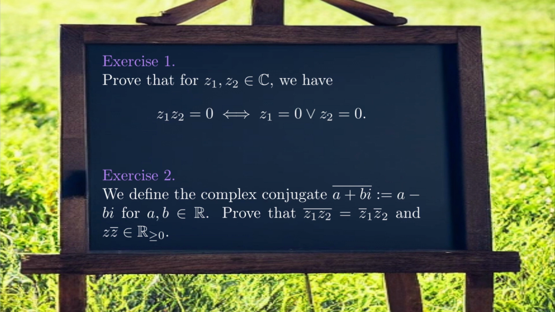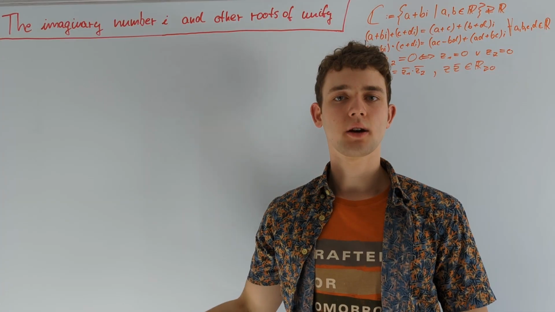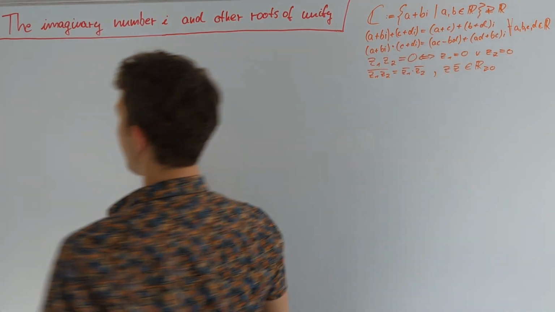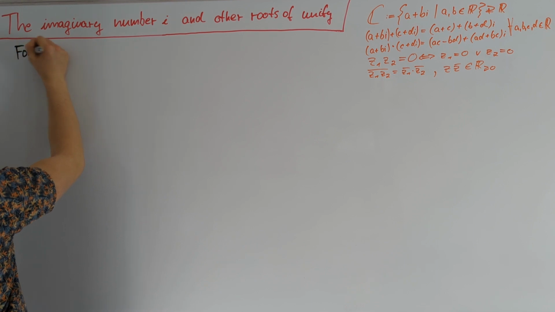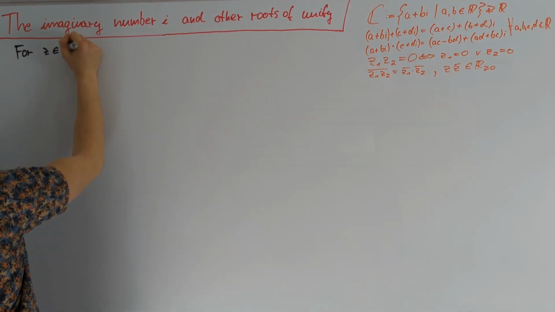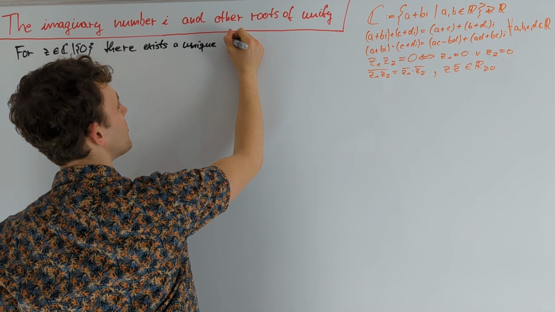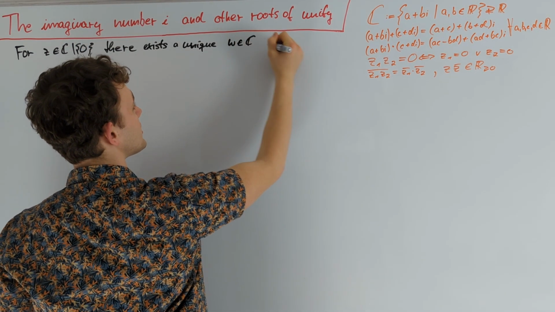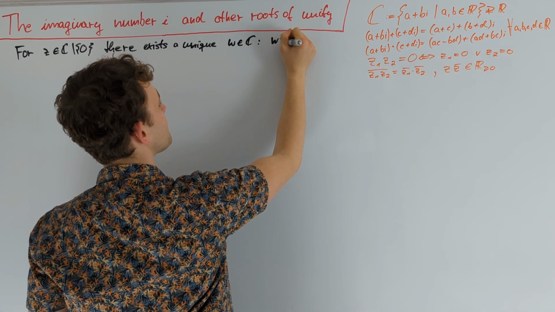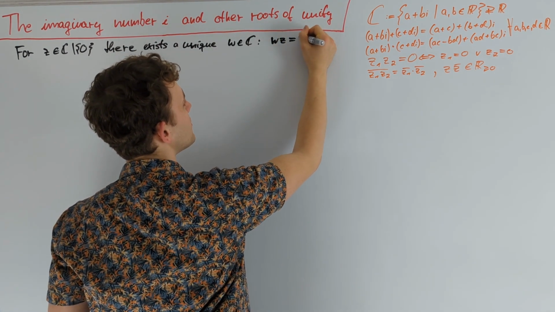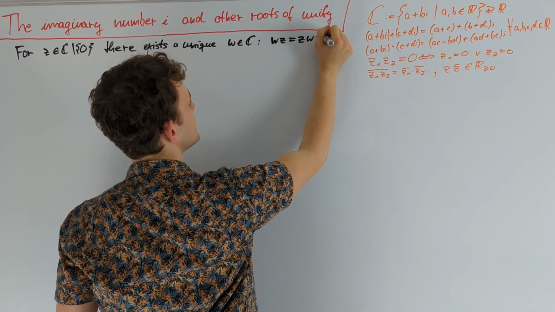For the second exercise, you are asked to prove that the conjugate of z1 z2 equals z1 bar times z2 bar, and furthermore, for a complex number z, we have that z times z bar is always a non-negative real number. We are now ready to prove our first claim together, and that is that for any complex number z that is not equal to 0, we can find a unique complex number w such that wz, that is of course by commutativity always equal to zw, is equal to 1.